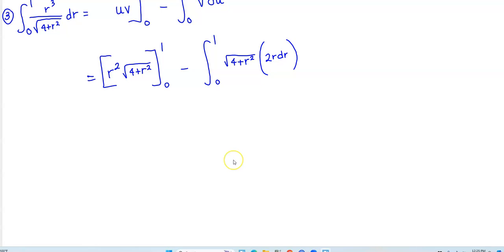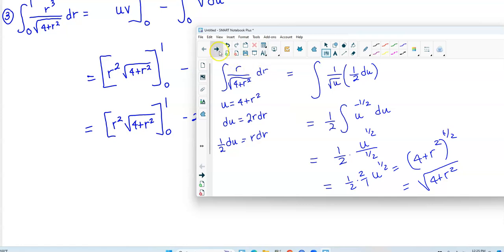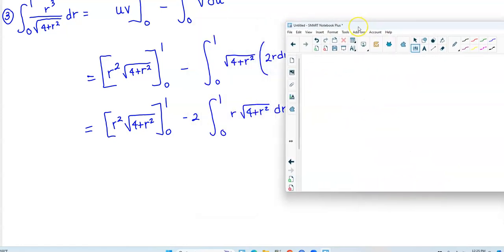So let's do a little simplification here. Again, we continue to write r squared times the square root of 4 plus r squared going from 0 to 1, and we're going to factor out the 2. So this is minus 2 going from 0 to 1 of r times the square root of 4 plus r squared dr. And now we're going to integrate this integral. So let's go ahead and do that. We have r times the square root of 4 plus r squared dr.